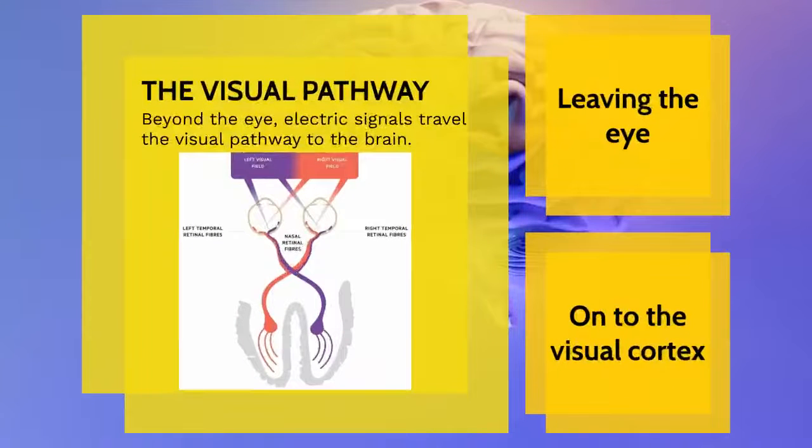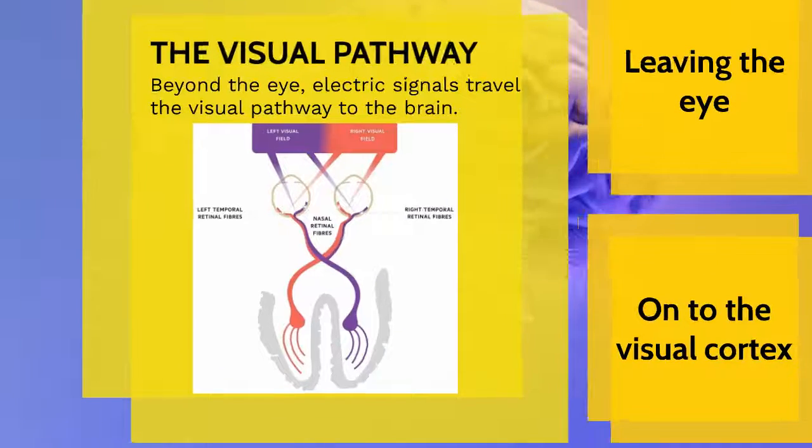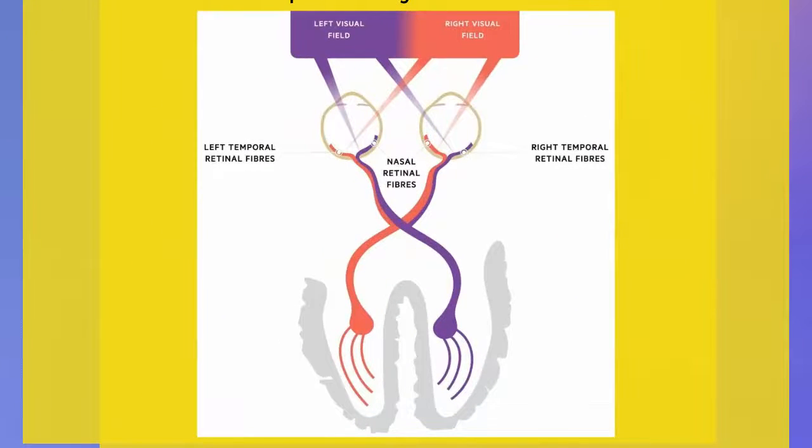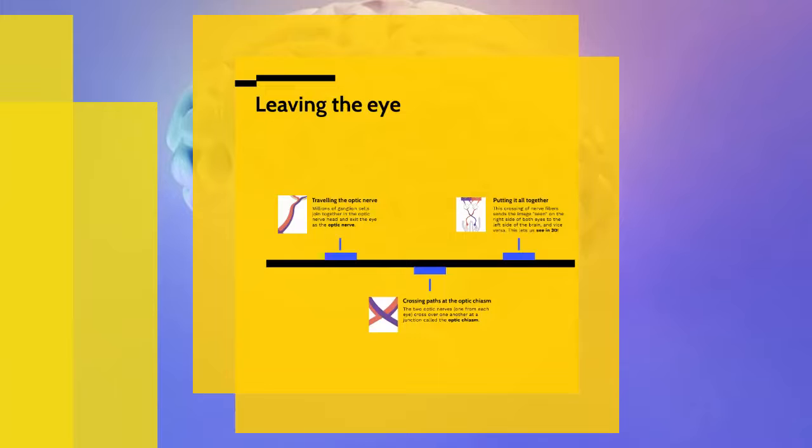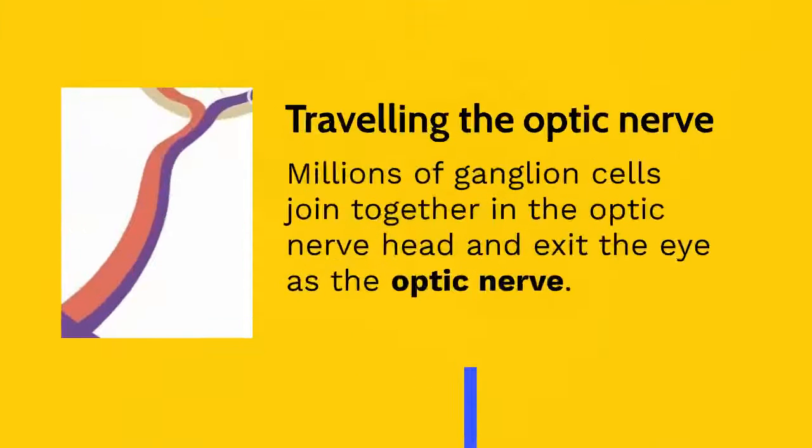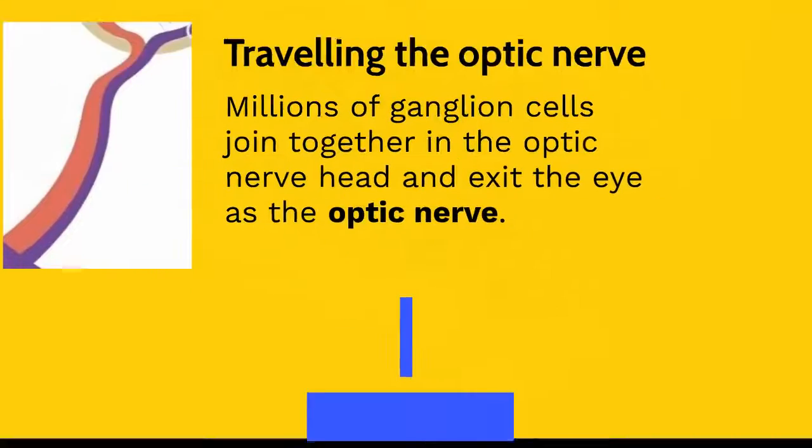The visual pathway. Beyond the eye, electrical signals travel the visual pathway to the brain. Let's take a closer look. Leaving the eye, traveling the optic nerve. Millions of ganglion cells join together in the optic nerve head and exit the eye as the optic nerve.